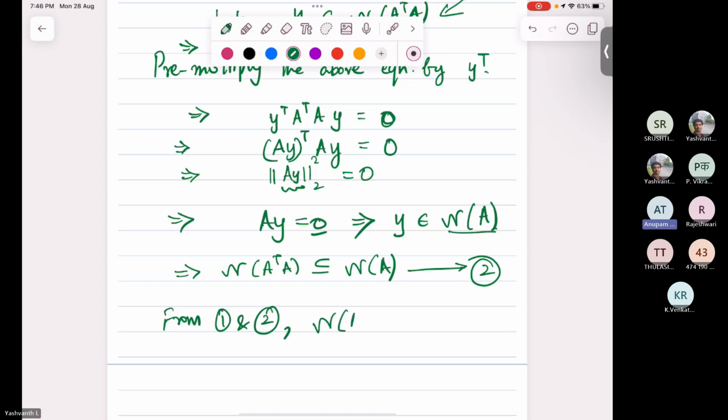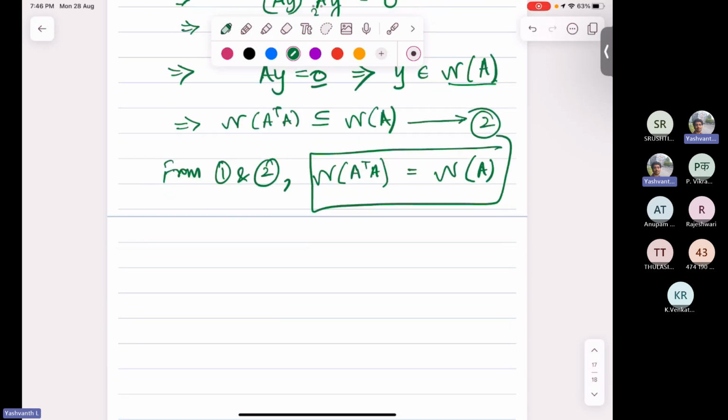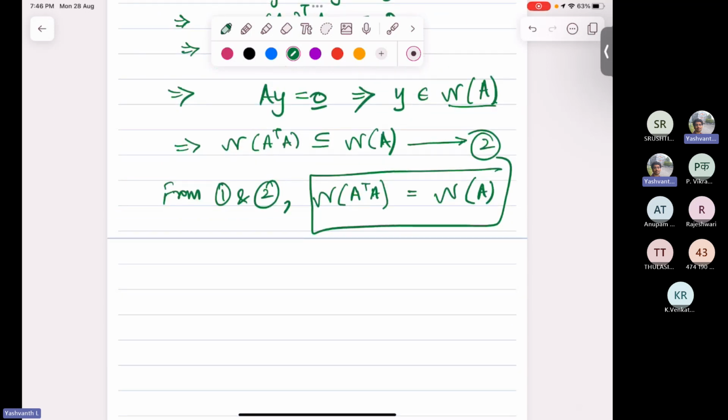Not just the dimensions, the two sets themselves are equal. Null space of A transpose A is the same as null space of A. Since the sets themselves are equal, the dimensions of the spaces are also equal.